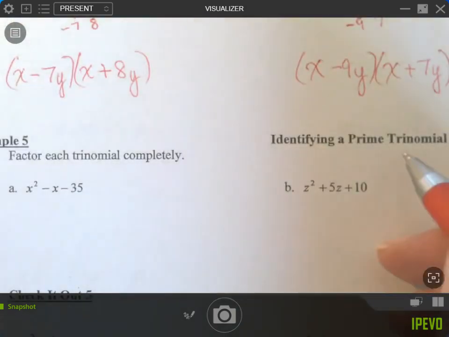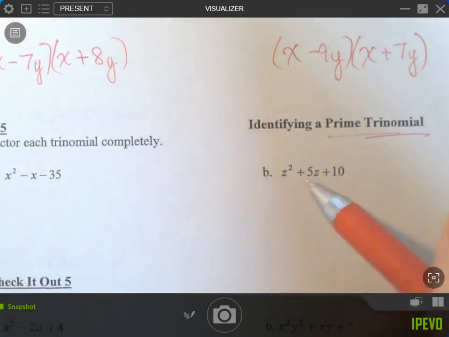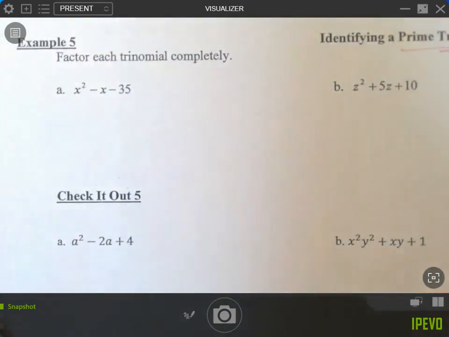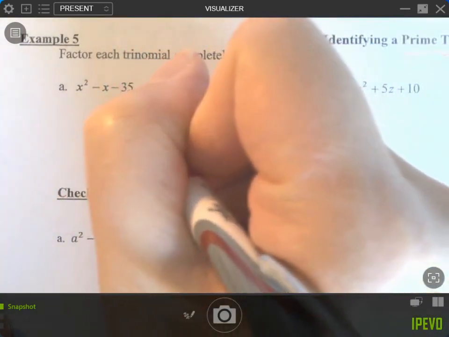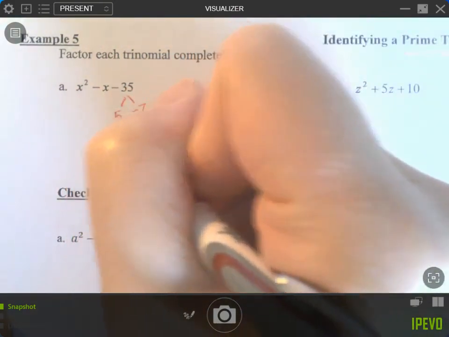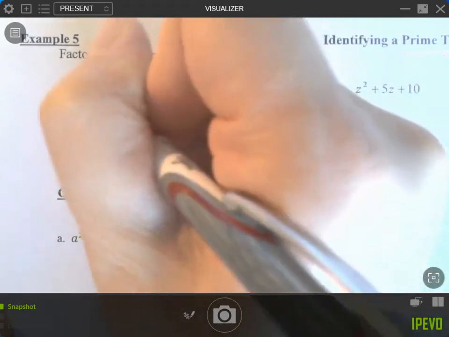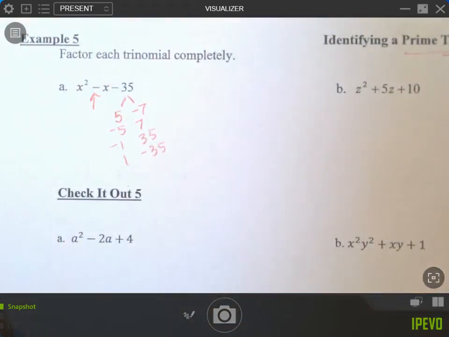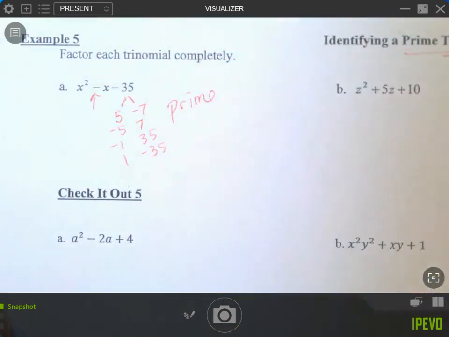I'm flat out telling you these are prime. It says prime trinomials because you have 3. How do I? Prime. Well, you do have to prove it though. You don't want to write prime because if you write prime and it's not, you lose full credit. What are my options? 5 and negative 7, negative 5 and 7, negative 1 and 35, or 1. Do any of these options add up to negative 1? No. So yeah, we would say this is prime, which means not factorable.